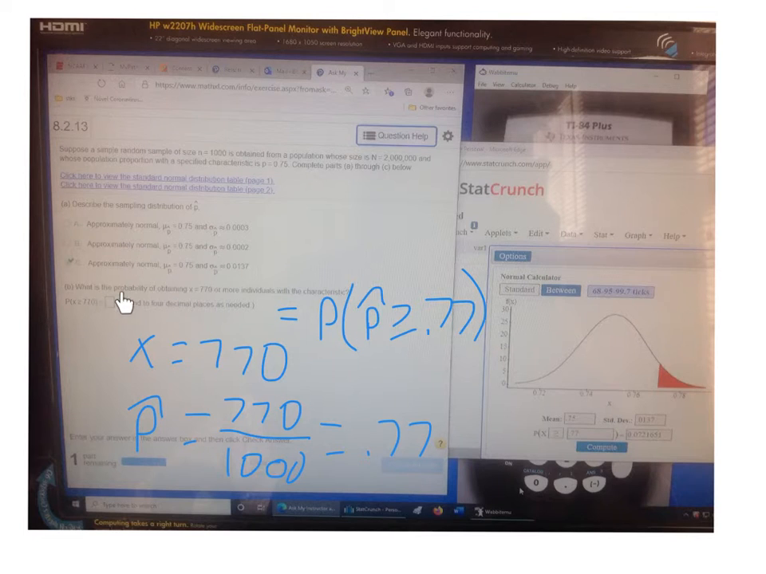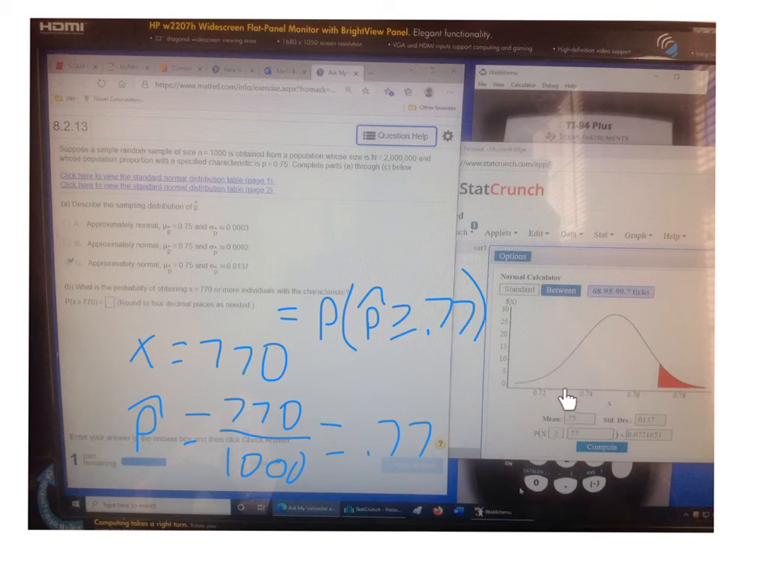So you want the probability of obtaining 770 or more individuals with the characteristic. And so the first thing you have to do is change 770 to a proportion, p hat. You take x divided by n, and n was given as 1,000, so 0.77. So this is the same as asking, what's the probability that p hat is greater than or equal to 0.77.